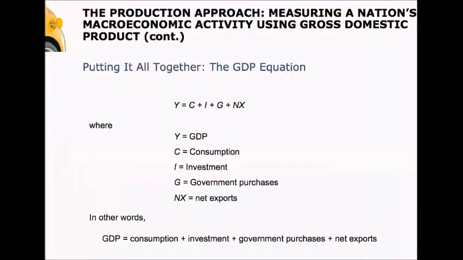So when we add all this up, we get a very useful equation. When we talk about GDP, and we're often going to use the letter Y to represent GDP, we have GDP as consumption plus investment plus government expenditures plus net exports. When we add all that up, we get an equation where Y equals C plus I plus G plus net exports. This will be a very useful thing for you to remember as we move forward in this course.